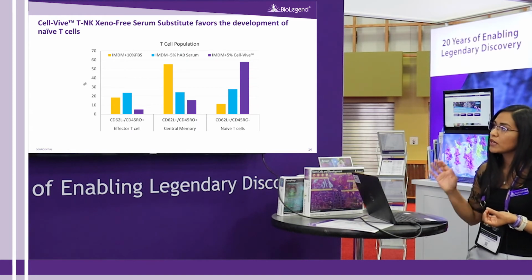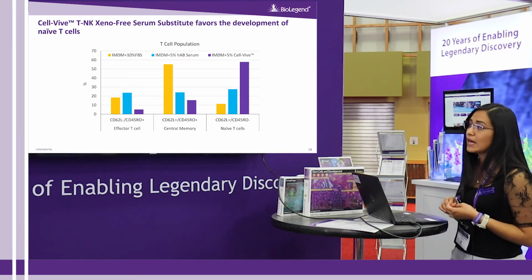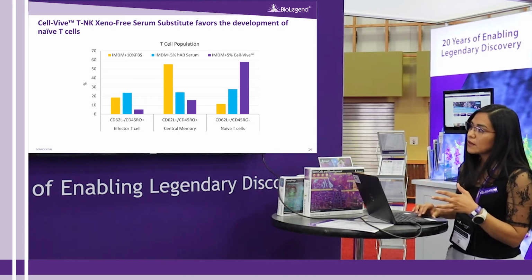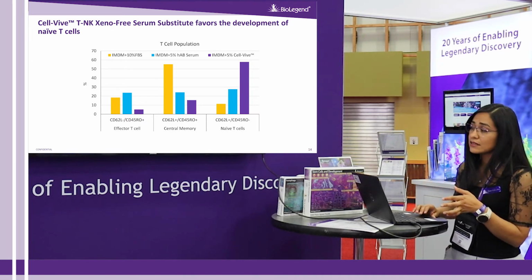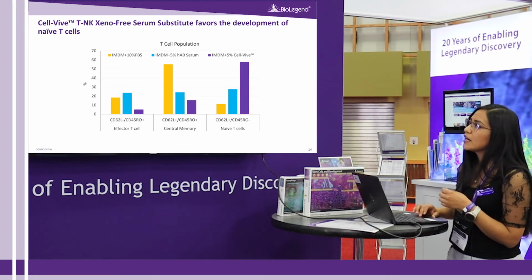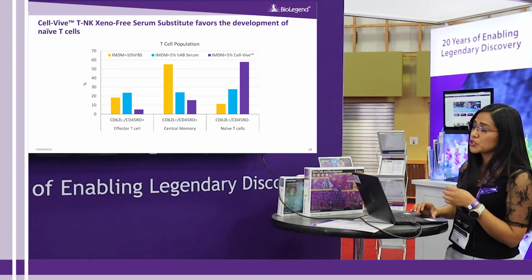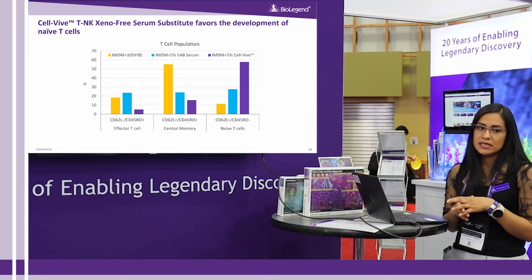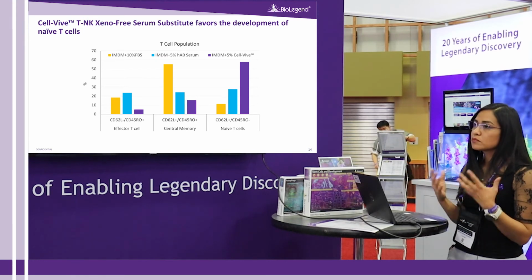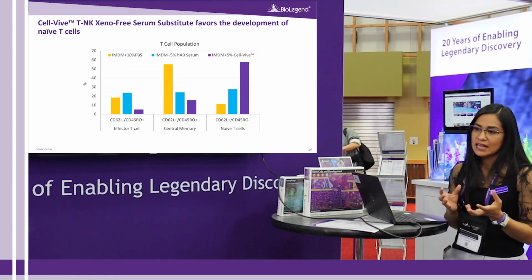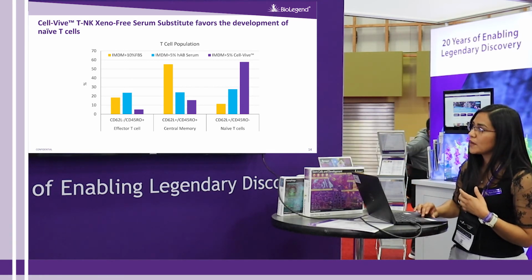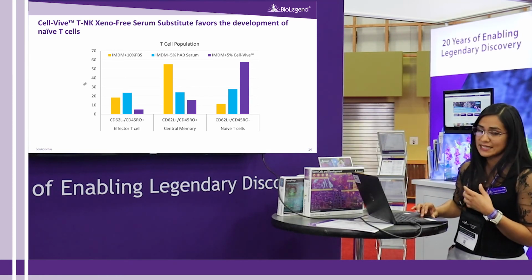And finally, we also do a characterization about activation. So here the groups are a little bit different. First, we have the effector cells, then the central memory cells, and then the naive T cells. And each color is one of the different conditions. So the human AB serum and the fetal bovine serum, they are very good to support or to induce effector cells and central memory cells. But our product is actually favoring the development of naive T cells.